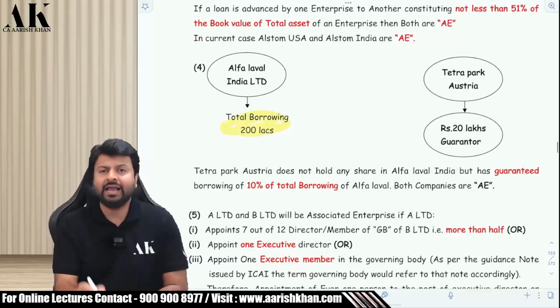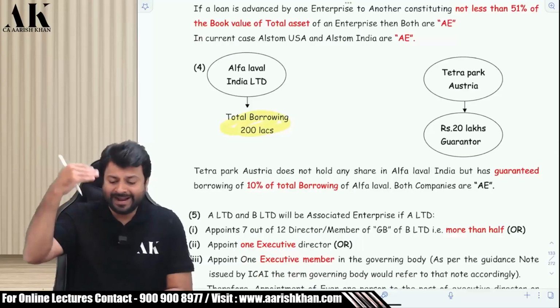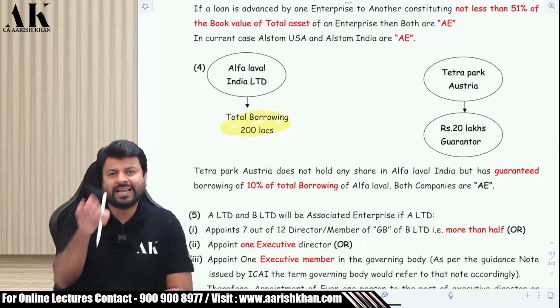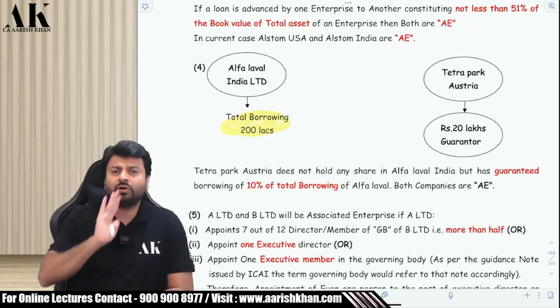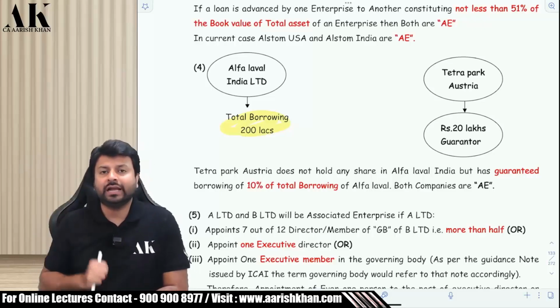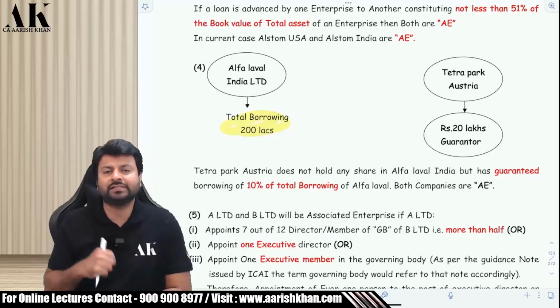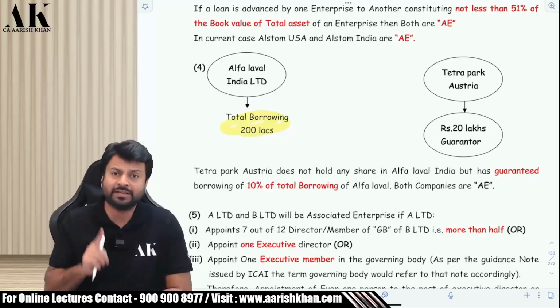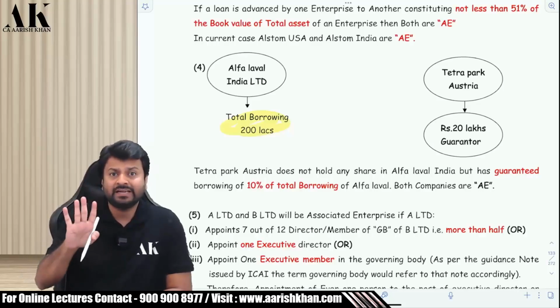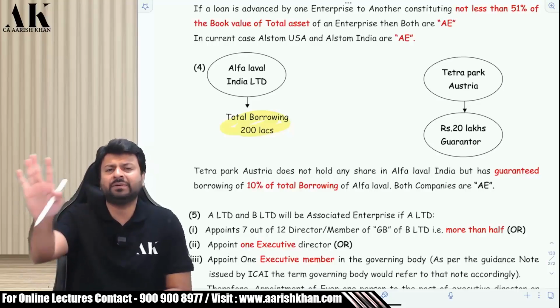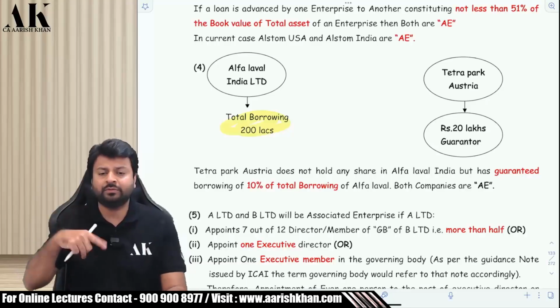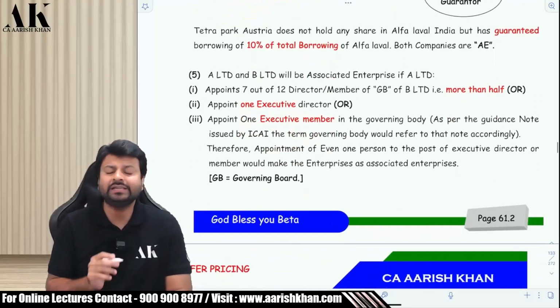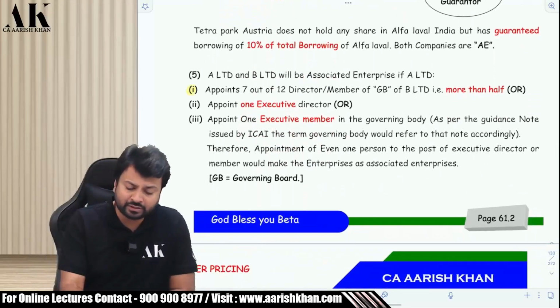Next, if I have a total borrowing of 200 lakhs and you guarantee me at least 10% of that, 10% or more of that is guaranteed by you, and therefore I and you will be deemed to be associate enterprises. See, there are various varieties of associate enterprise over here. I am just borrowing and you are guaranteeing just 10% of my total borrowing. Then also we both are deemed to be associate enterprises. Next one is a point in which there are three multiple points. 1, 2, 3.